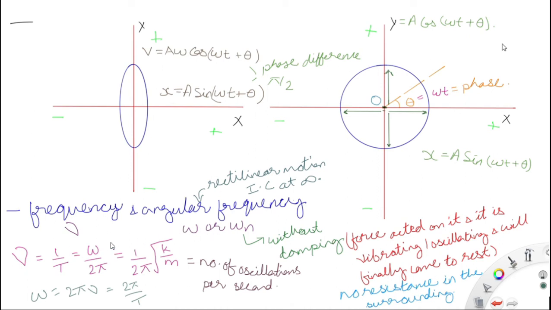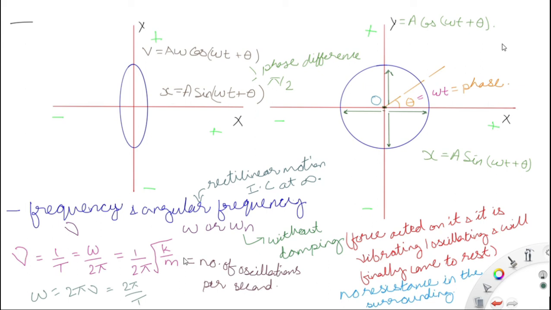Now this frequency is equal to 1 by T, where T is the time period. So omega by 2 pi is equal to 1 by 2 pi under root of k by m. K is the stiffness constant, or in terms of a spring, the spring constant; in torsion, it's the torsional stiffness. M is the mass of the body. This is equal to the number of oscillations per second.